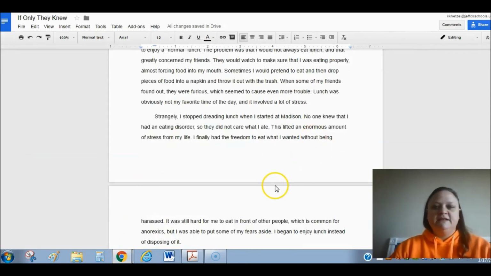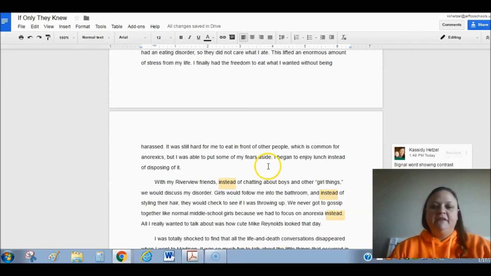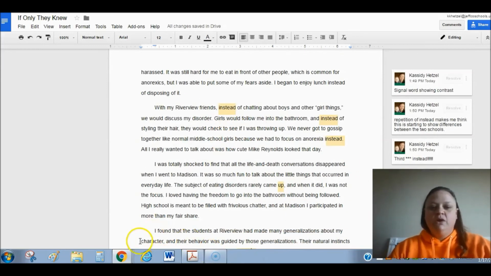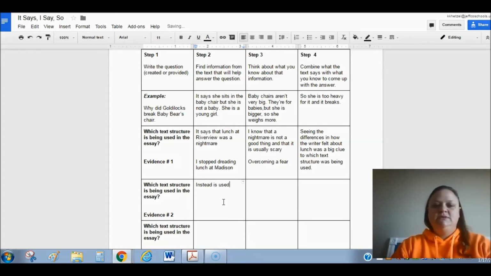All right, so let's see here, the use of the insteads, okay? We're going to use that as a signal word. So on here, we're going to say, it says instead is used 3 times in one small paragraph. Might be a hint. Oh, wait, this would actually go over here.